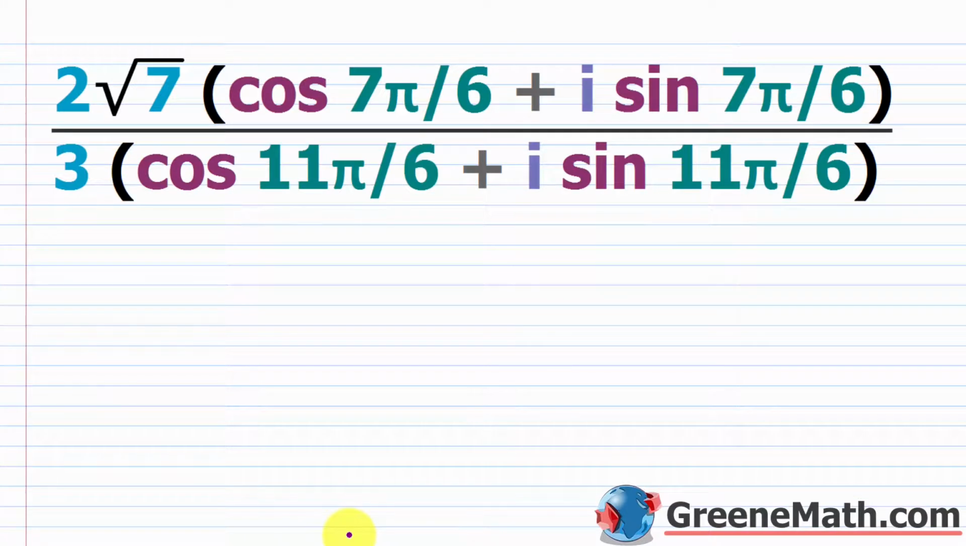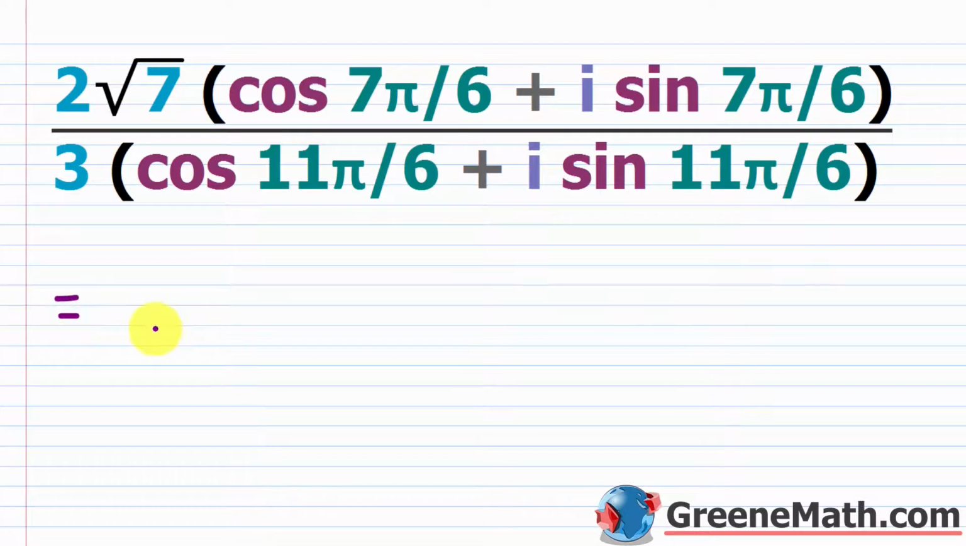All right, so what we'll do here, we'll have this 2 times square root of 7 times the quantity, we have the cosine of 7 pi over 6 plus i times the sine of 7 pi over 6. And this will be over 3 times the quantity, you have your cosine of 11 pi over 6 plus i times sine of 11 pi over 6. So of course these two complex numbers are in polar form, so we can immediately use this quotient theorem. But to get a little bit of extra practice, let's write our answer in polar form first, and let's also go into rectangular form.